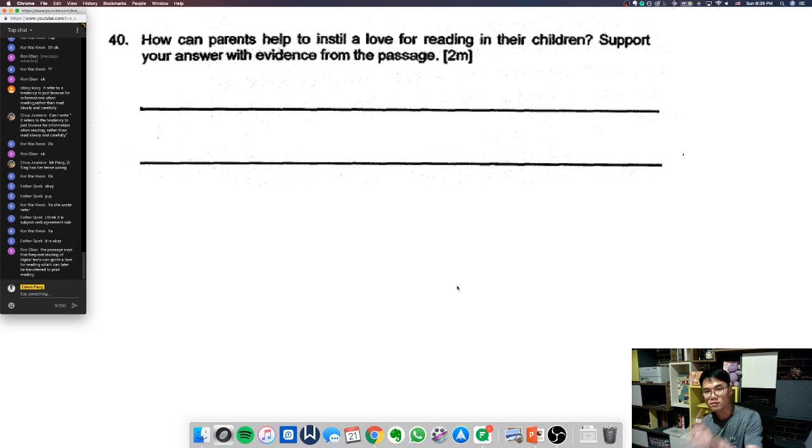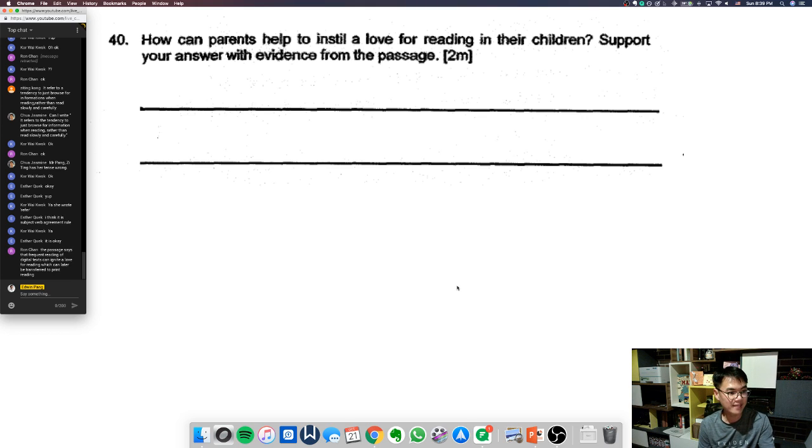How can parents help to instill a love for reading? So how can parents help? Okay, the passage says that frequent reading. No. Genesis, again, be very careful. How can parents help? Your answer should be: parents can help by doing something.